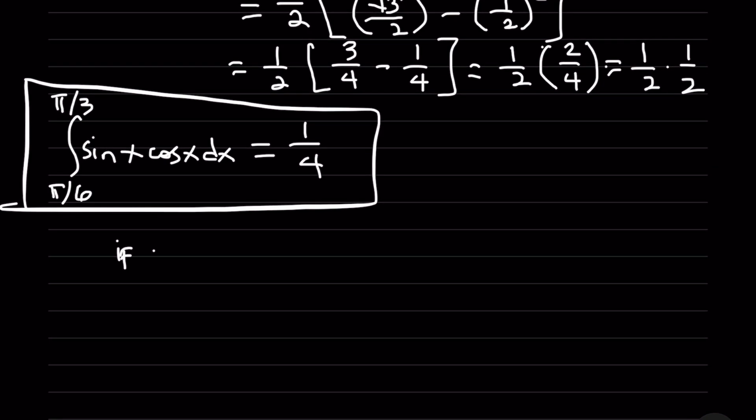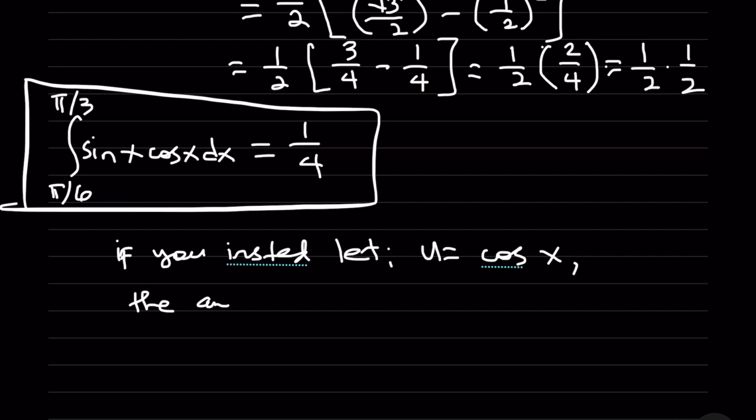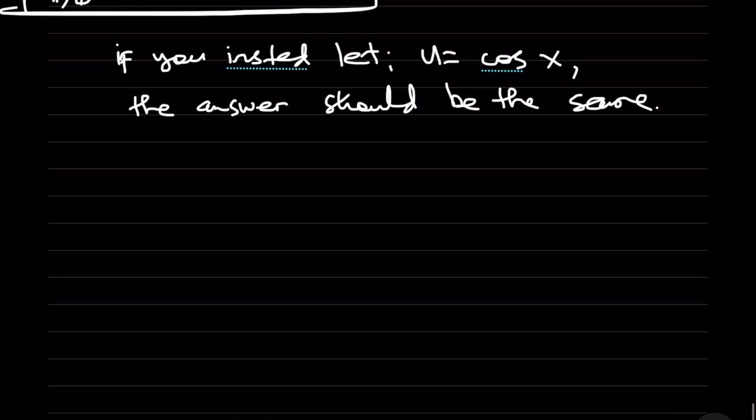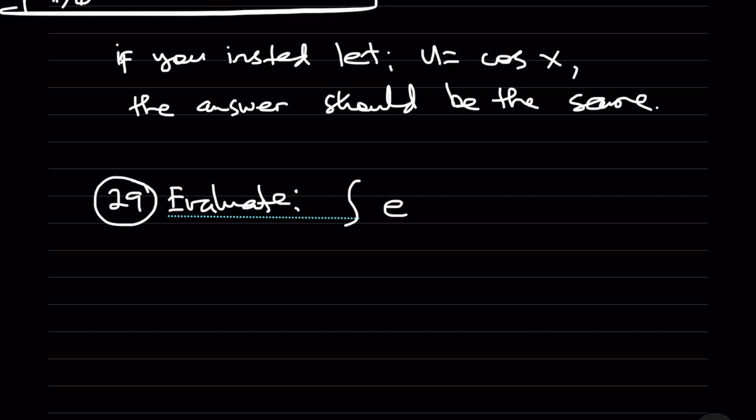As I've mentioned at the beginning of the problem, there are two ways of solving this. What we have used for u in this solution is sine x. However, you can also let u be equal to cosine x, and you should be able to get the final answer. Okay, so the word instead here should have an A.